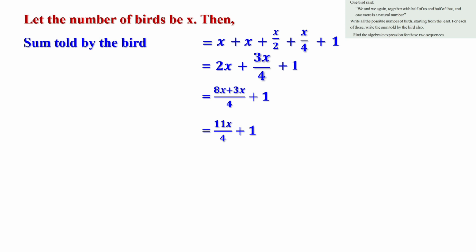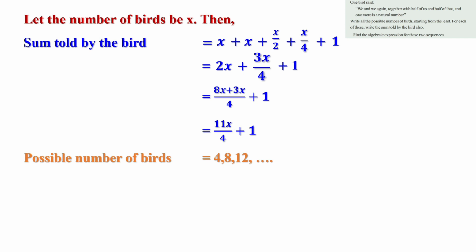multiple of 4. Which is the first multiple of 4? 4, right? So 4 is the least number of birds. When you give 4 here, 4 and 4 get cancelled and you get 11 plus 1, that is 12. So the sum told by the bird in that case will be 12. So the number of birds can be multiples of 4, that is 4, 8, 12, etc. When you give 8 here, 4 and 8 get cancelled and you get a natural number. When you give 12 here, 4 and 12 get cancelled and you get a natural number.